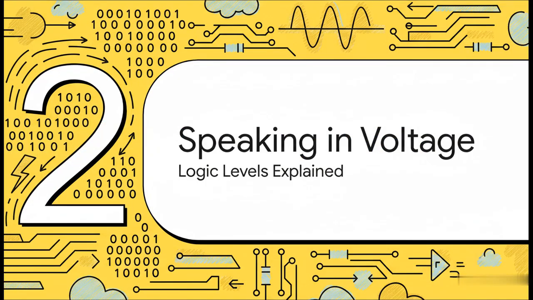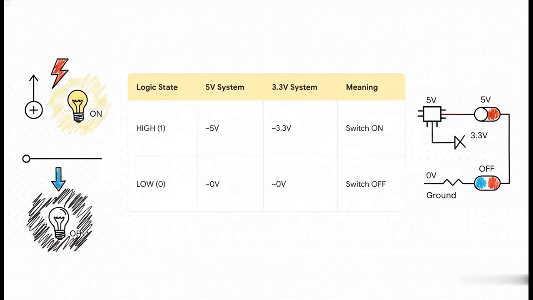Which brings us to Section 2, speaking in voltage. So here's the catch. Software only understands ones and zeros, right? But hardware only speaks electricity. So how does that translation actually happen? Well, digital math maps directly onto concrete electrical voltage thresholds. A logic 1, or a high state, isn't just a number in the code. It represents a physical voltage. In a standard system, that's usually around 5 volts or 3.3 volts, which means a switch is on or active. Conversely, a logic 0, or a low state, maps to 0 volts, or ground, meaning the switch is off. Your microcontroller is basically just reading and writing these specific voltages to communicate.